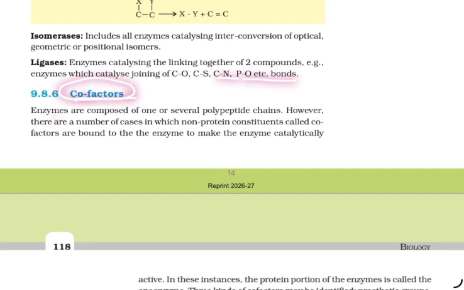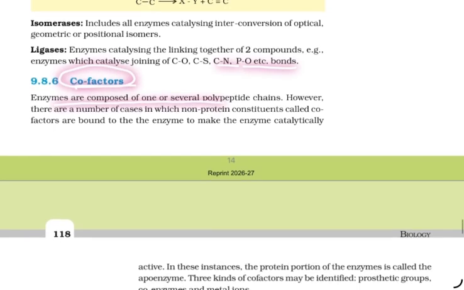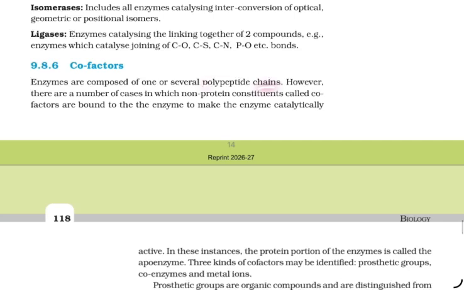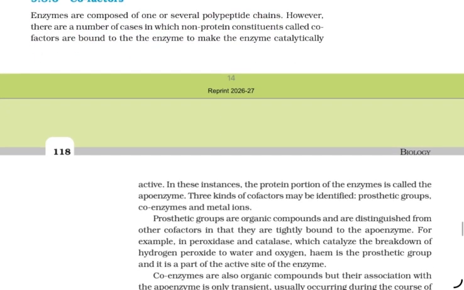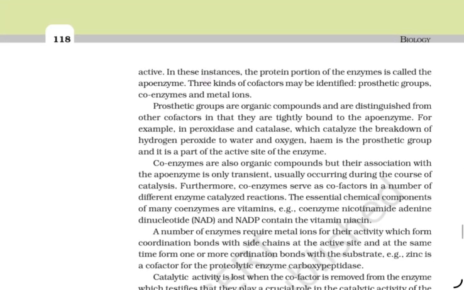Cofactors: enzymes are composed of one or several polypeptide chains. However, there are a number of cases in which non-protein constituents called cofactors are bound to the enzyme to make it catalytically active. In these instances, the protein portion of the enzyme is called the apoenzyme. Three kinds of cofactors can be identified: prosthetic groups, coenzymes, and metal ions.